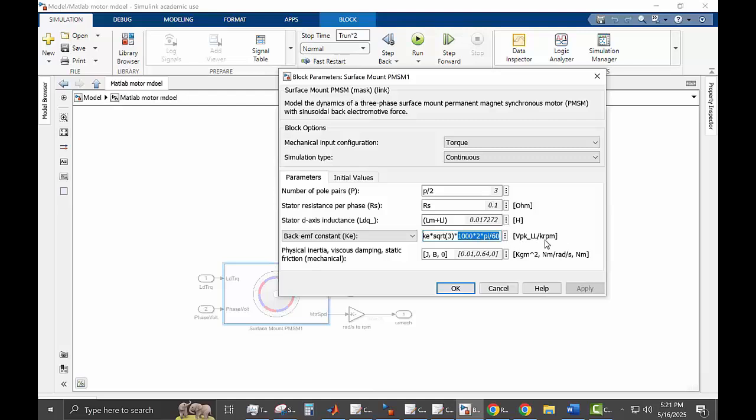Most data sheets would again not use this. They would use V RMS, line-to-line RMS volts per kilo RPM. That's what you commonly find in a data sheet. So this is the factor you would use: the RKE that we got from our equation, scaled by square root of 2 root 3 to go to line from peak phase voltage, and then multiplied by 1000 over 2 pi times 60 to go from radians per second to kilo RPM. And these are all your frictional constant and your inertia.